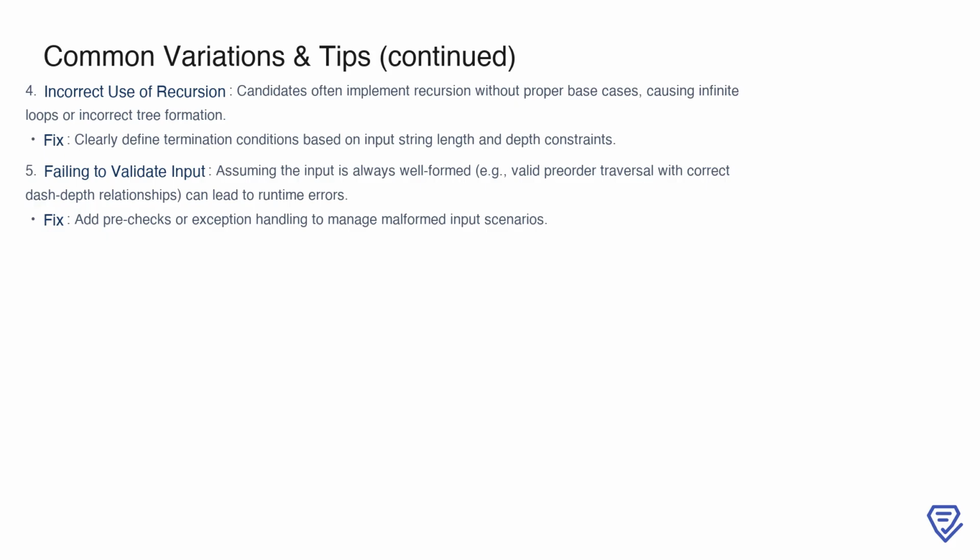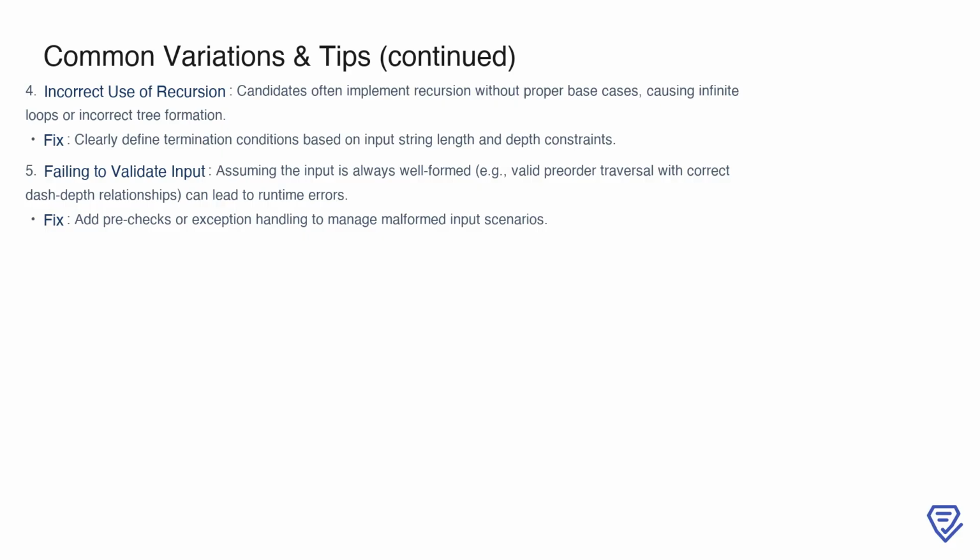Another frequent error involves the incorrect use of recursion. Without proper base cases, your recursive function might end up in an infinite loop or produce an incorrect tree structure. To avoid this, make sure to define clear termination conditions, such as checking whether the input string has been fully processed or ensuring depth constraints are respected.